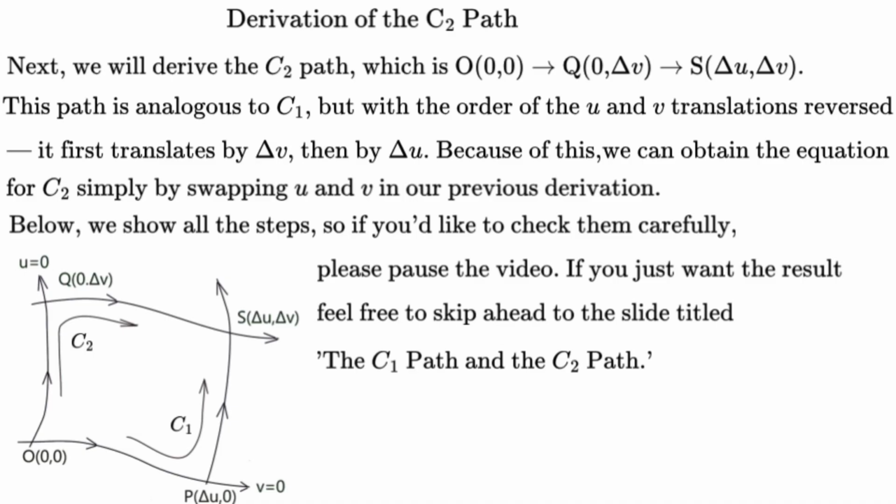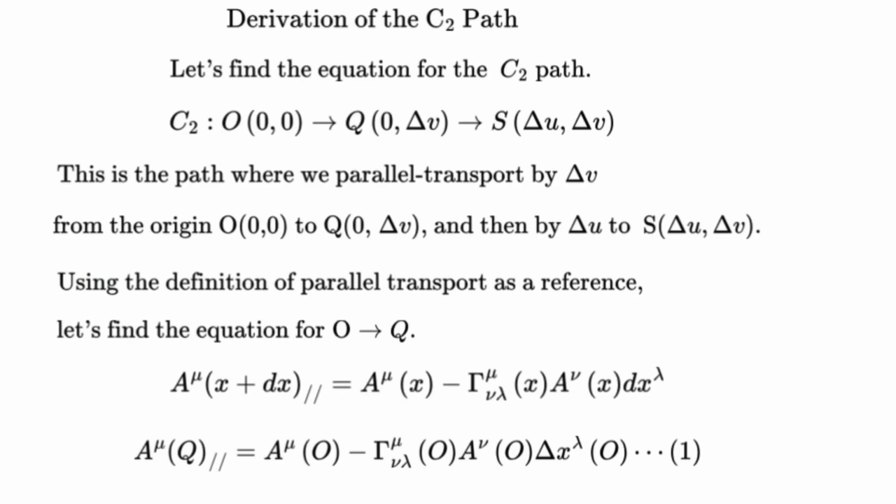Derivation of the C2 path. Let's find the equation for the C2 path. This is the path where we parallel transport by δv from the origin O (0, 0) to Q (0, δv), and then by δu to S (δu, δv). Using the definition of parallel transport as a reference, let's find the equation for O to Q.